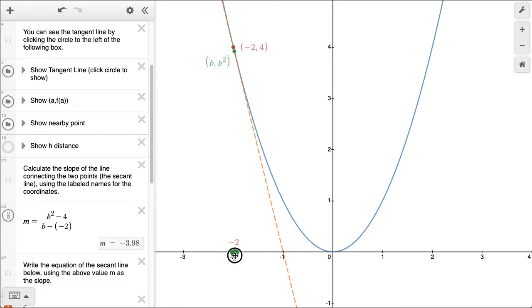So we can't actually make b equal to -2 and calculate the slope this way. So that's kind of our motivation for, or one of our motivations for discussing limits. We're not looking for where b equals -2, this is not defined, but we're looking for what number this gets closer and closer to as b gets closer and closer to -2. That's the notion of limit. We're going to say, what is the limit of this slope as b approaches -2?